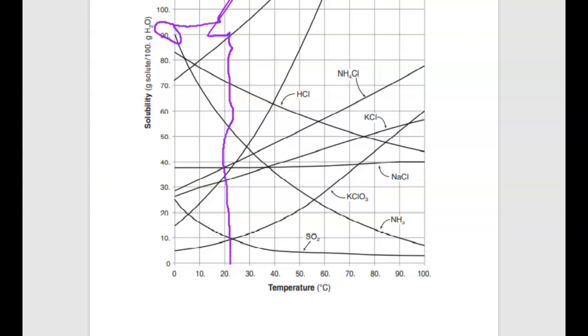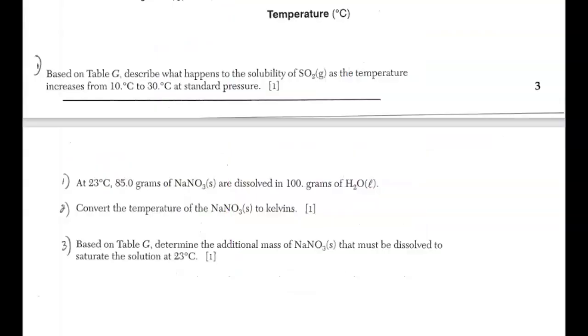Let's go back. All right, we said 90 grams in 100 grams of water at 23. We had 85 grams. We only need additional of 5 grams to saturate the solution. So that's the answer for number 3, which is really number 1, because these two should have been together.